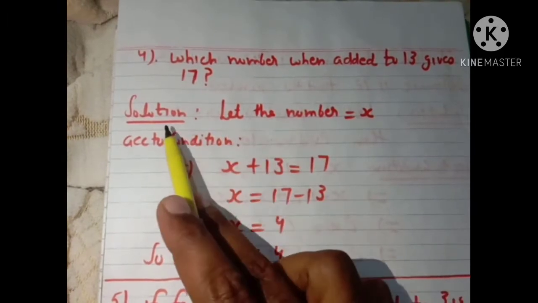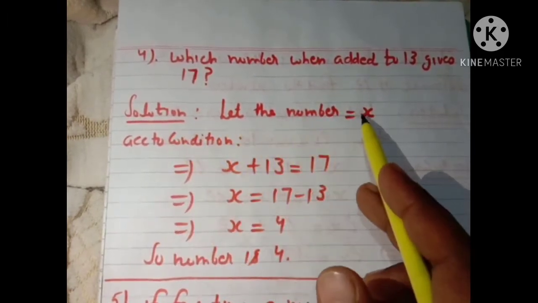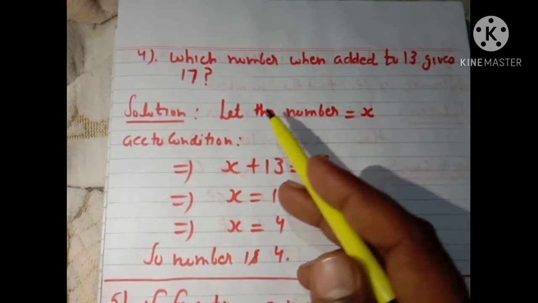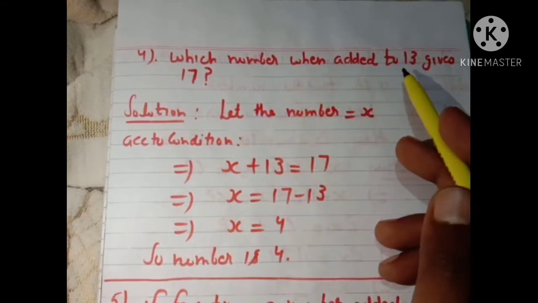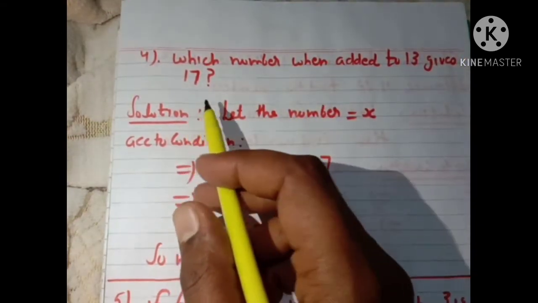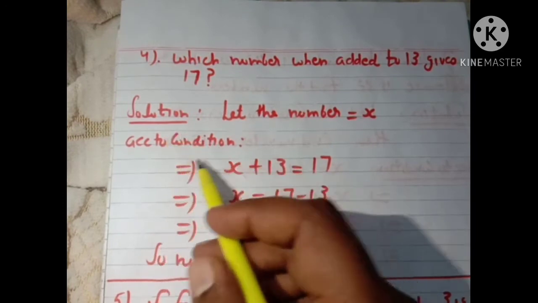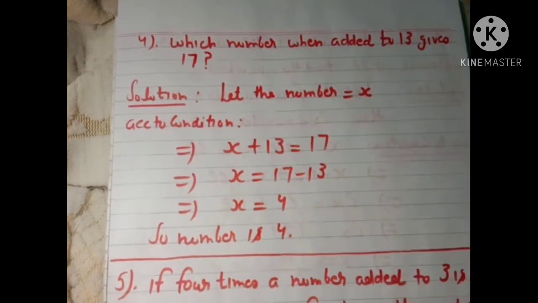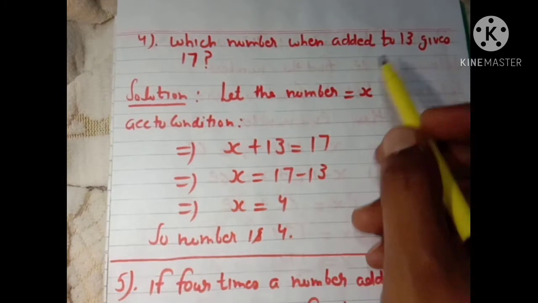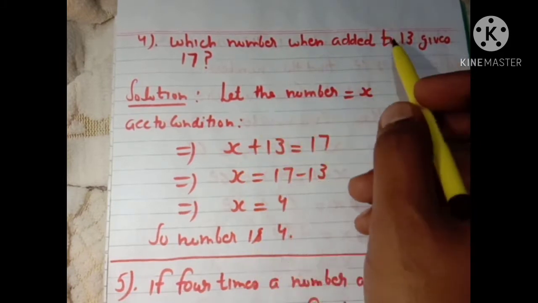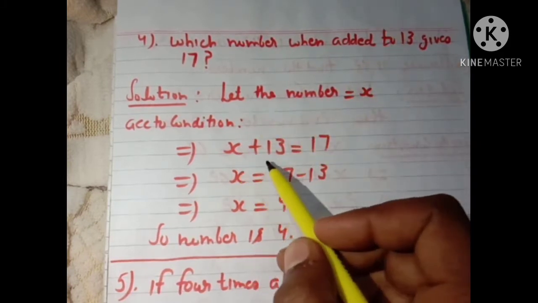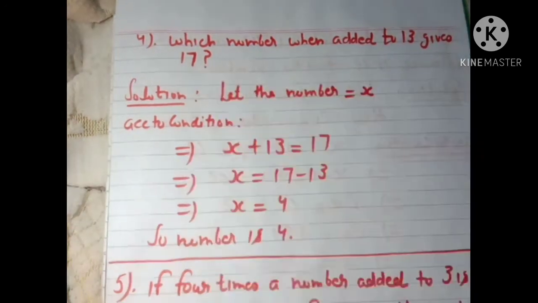So you can see again the solution. Let the number be x. So it means we are supposing that we are adding a number x to 13 and then it will be equal to 17. So according to the condition, let x be added to this 13, it will become x plus 13 is equal to 17.